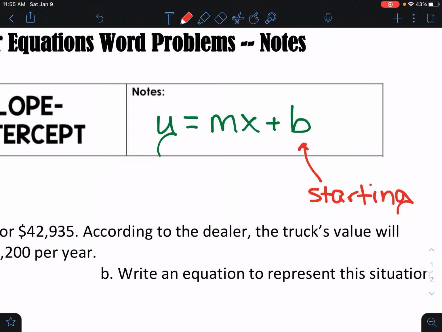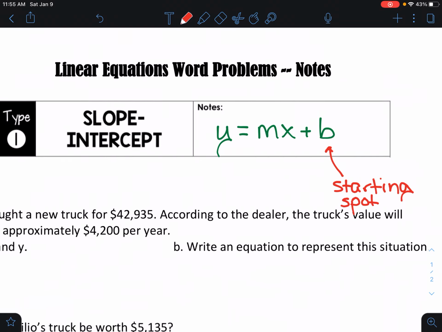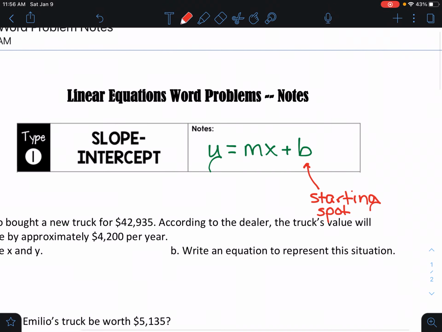So this is really your starting spot, your y-intercept. For the slope, this is your rate of change. When you're thinking about this, you really want to look for a key word that gives it away, and that's the word per. The thing before that is your slope, and whatever's after that represents your x. So you really want to identify that word per.